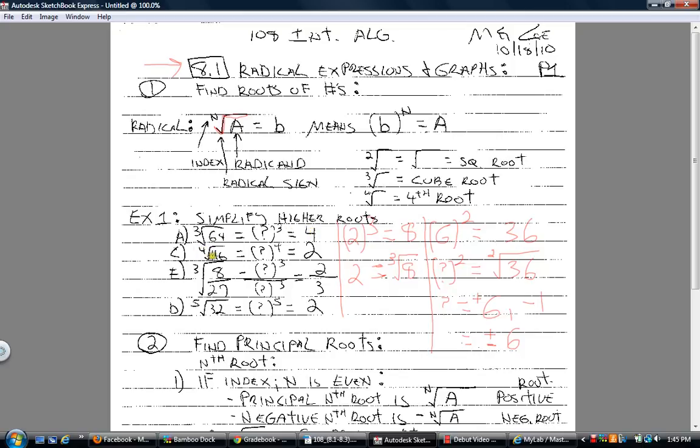The fourth root of 16. Okay, the answer is 2 because watch what you do. 2 times 2 is 4. 4 times 2 is 8. 8 times 2 is 16.